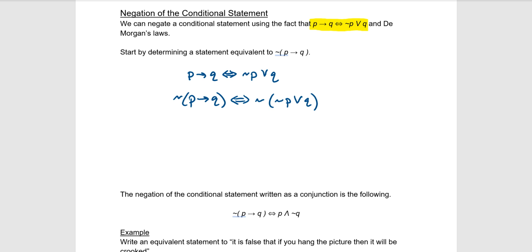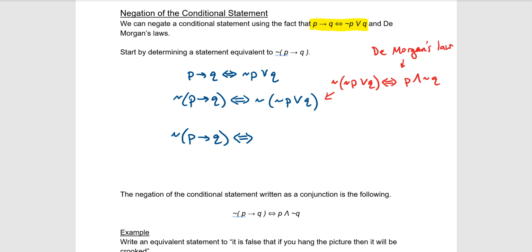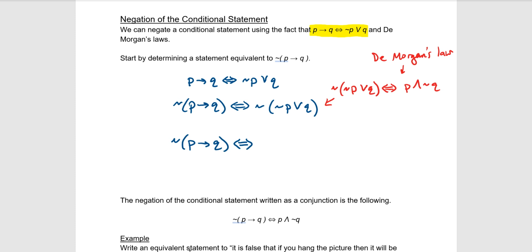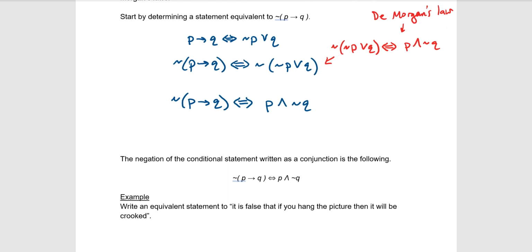And we already have what we want on the left: the negation of the conditional. That's going to be equivalent to, now we apply De Morgan's law to the right-hand side. From De Morgan's law, we have to adjust a little by negating the statement P, and then we get this. So the negation of the conditional is equivalent to P and not Q. That is why these are equivalent. So the negation of the conditional statement written as a conjunction is: it is false that if P then Q is equivalent to P and not Q.